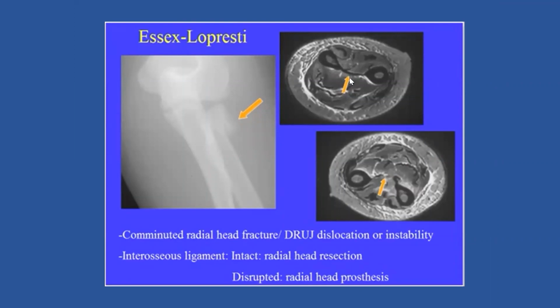This is a normal interosseous membrane. This is a tear, the membrane which connects the radius and the ulna together. As a result, you have proximal migration of the radius, and you'll end up having a valgus deformity of the elbow and pain in the wrist.